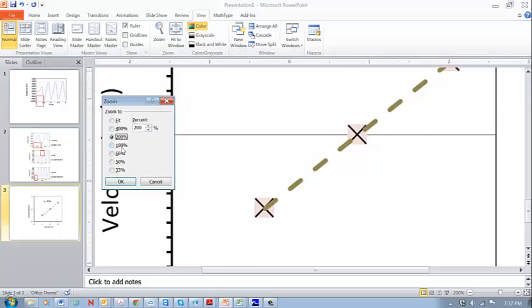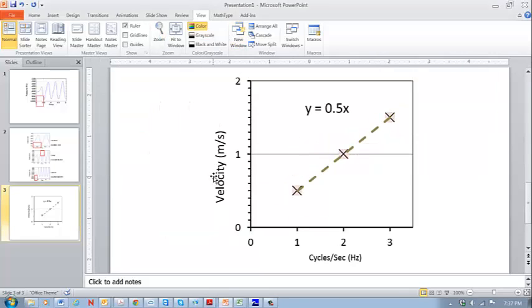Zoom out a little bit, and there's the flow velocity that I used in the simulation as a function of the cycles per second of the pressure fluctuations. And you can see there's a nice correlation. We only have 3 points here, so it would definitely be good to have more data, but it looks pretty good. We get this nice relationship where the velocity equals half of the frequency in cycles per second. So this is quite encouraging in our quest for a vortex shedding flow meter.